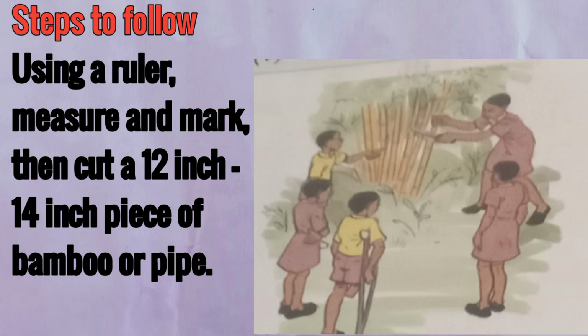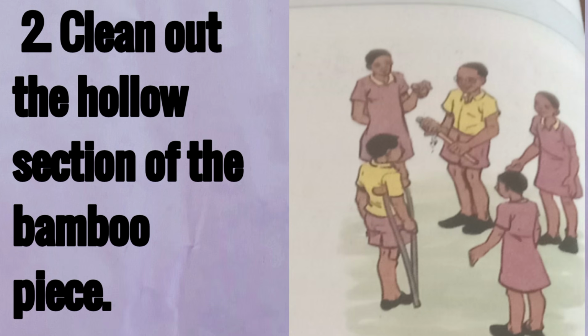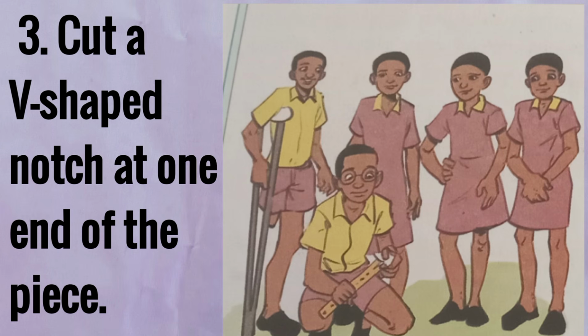Then after that, the learners are going to clean out the hollow section of the bamboo piece, deep inside, to be clean from any dirt or any obstacle that will prevent the sound from coming out. As you can see, the learner is cleaning in my video there. Then part 3, they are going to cut a V-shaped notch at one end of the piece, as you can see in my video.